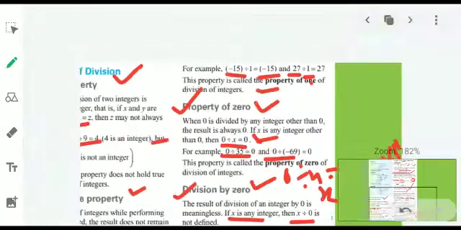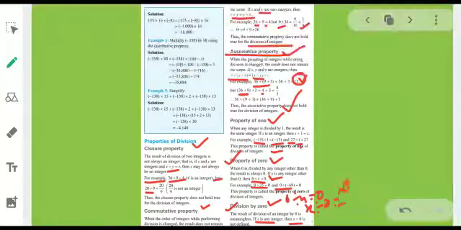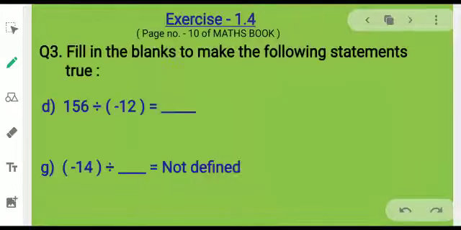Here it is Exercise 1.4 given on page number 10 of your maths book. Question number 3. Fill in the blanks to make the following statements true. We have some fill-in-the-blanks and we have to solve them. Okay, Question 3, part D. What do we get when we divide 156 by minus 12?